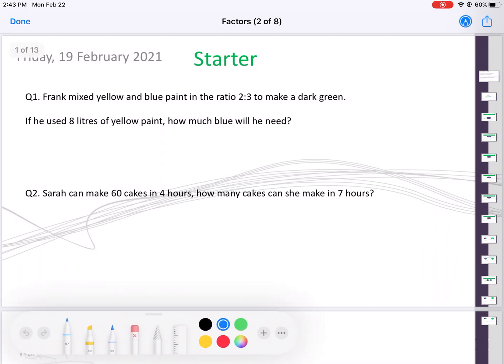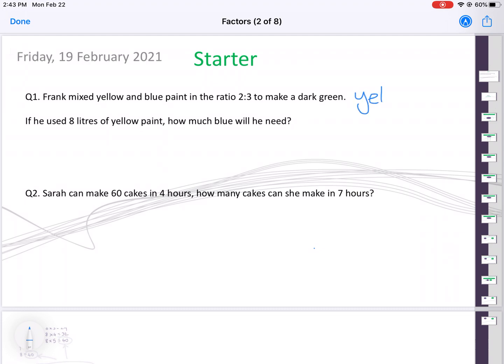So question 1, we are looking to mix paint. Our ratio is yellow to blue. So yellow dot dot blue. And the ratio numbers are 2 to 3. So that's what we can write down straight away just from that first sentence.